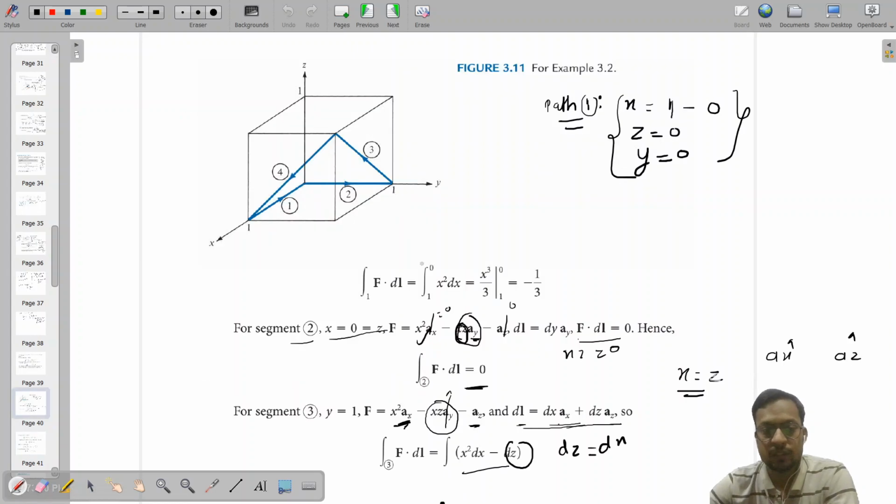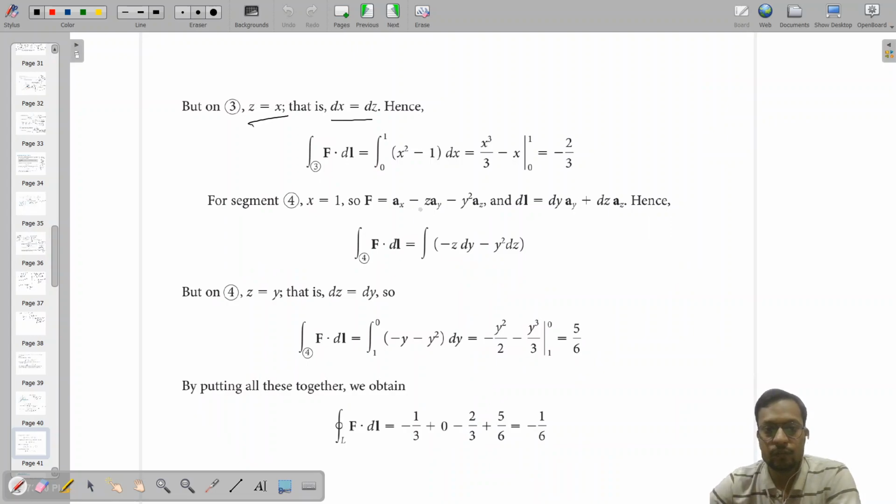So the integral of the vector f, we have only varying components of y and z. Therefore, we write minus z dz plus y square minus z dy plus, minus z dy and minus y square dz. Now we have z equal to y, that is the linear relationship, therefore dz equal to dy. So putting dy instead of dz, we have minus y square dy, and the limit is varying from 1 to 0. So putting the limit and integrating, we get 5 by 6.